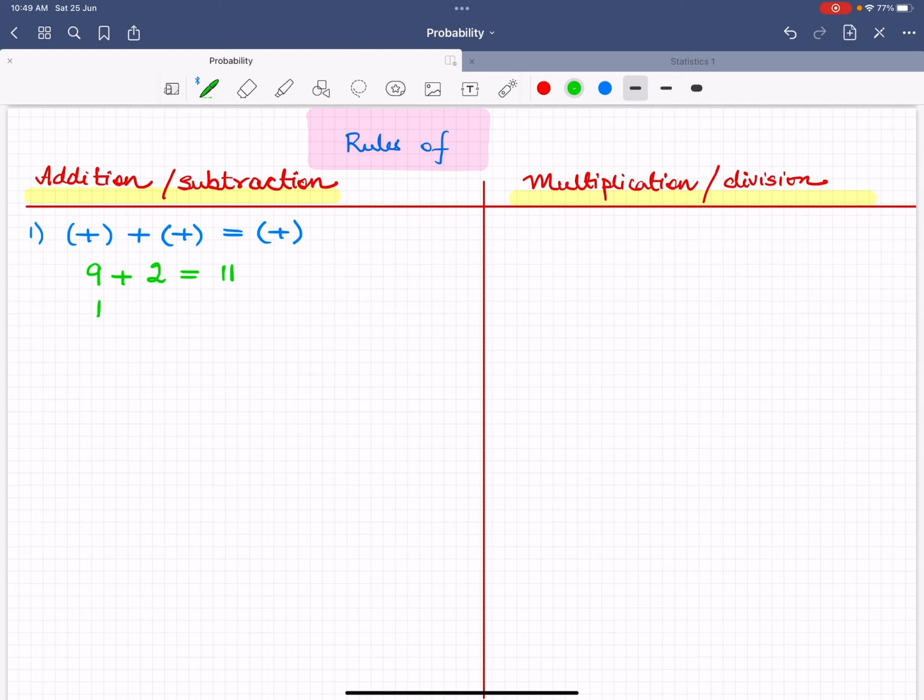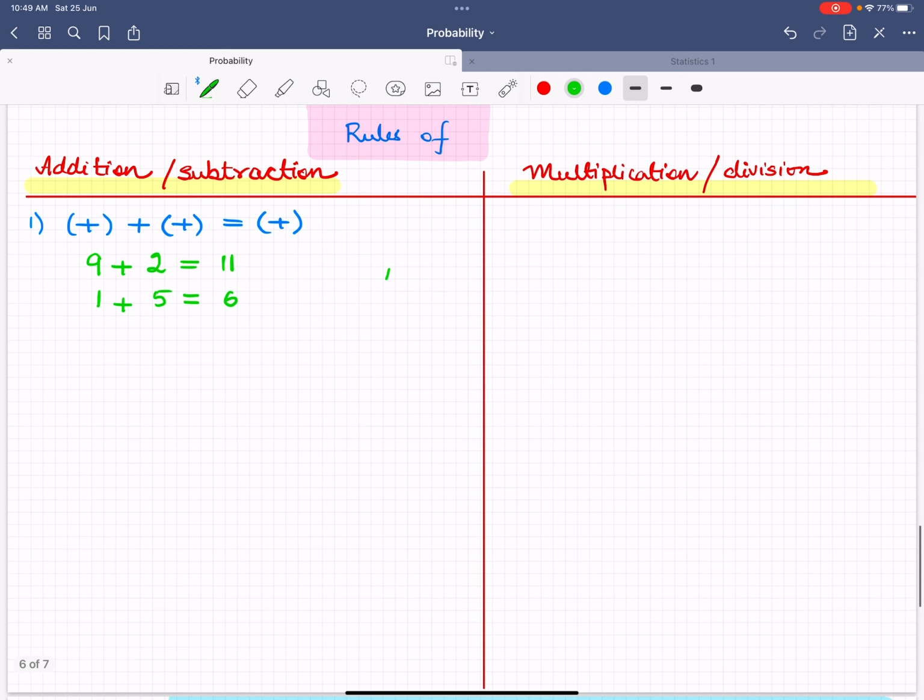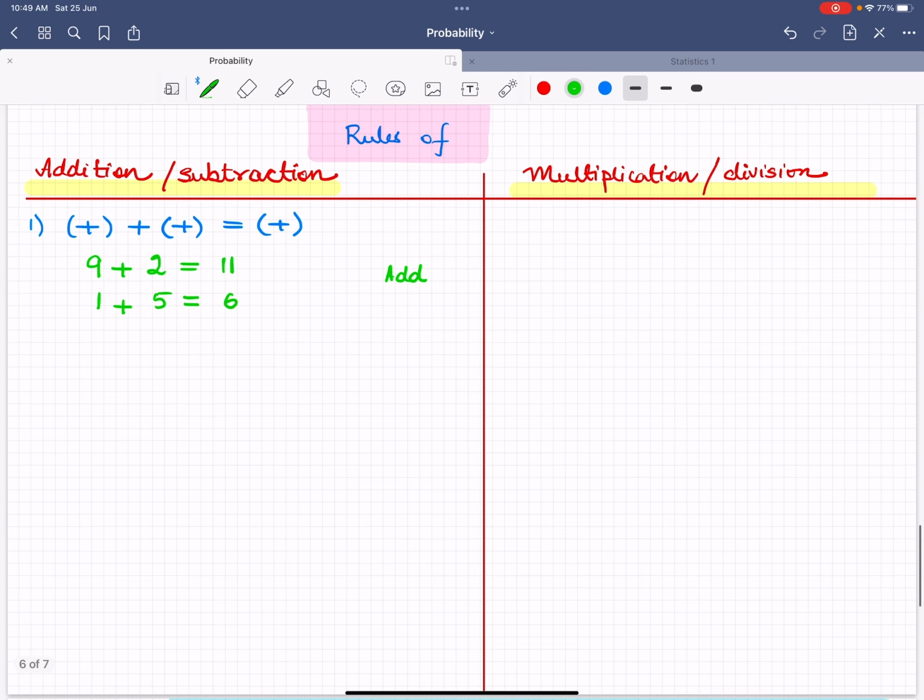So let's try another example. We have a positive number 1 and we add 5 to it. All we need to do is to add the two numbers and the answer is positive 6. So that is the first rule. When we have a positive number and another positive number, we add both of them and the result is always positive. Let's move on to the second rule.